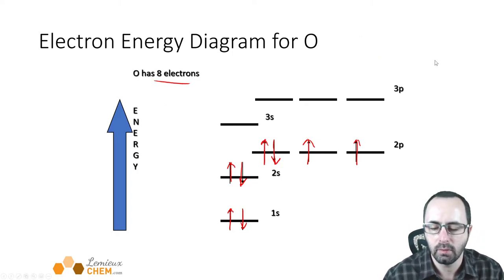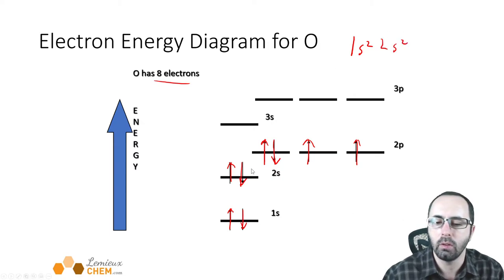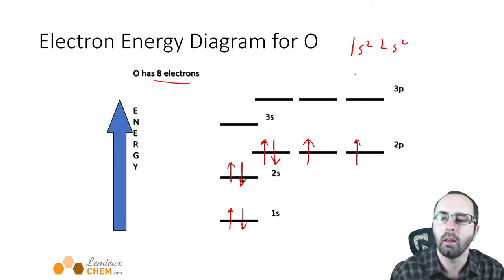For oxygen, it would be 1s2, 2s2, 2 in the 2s. And then in the 2p, there are four electrons. So we would say 2p4.